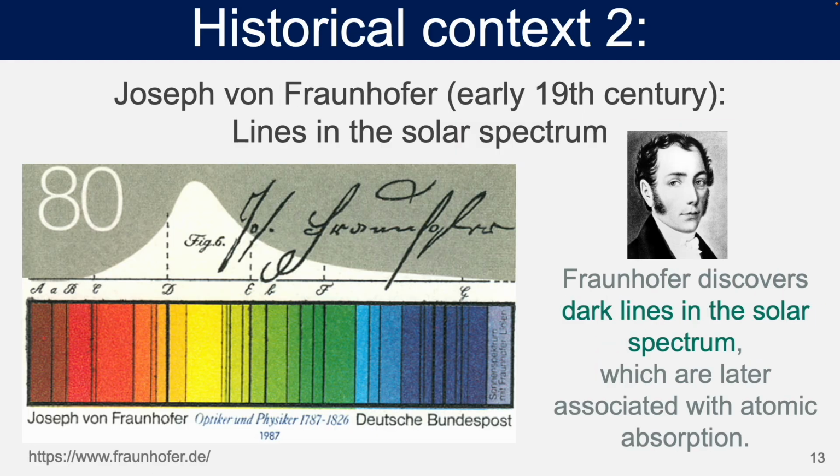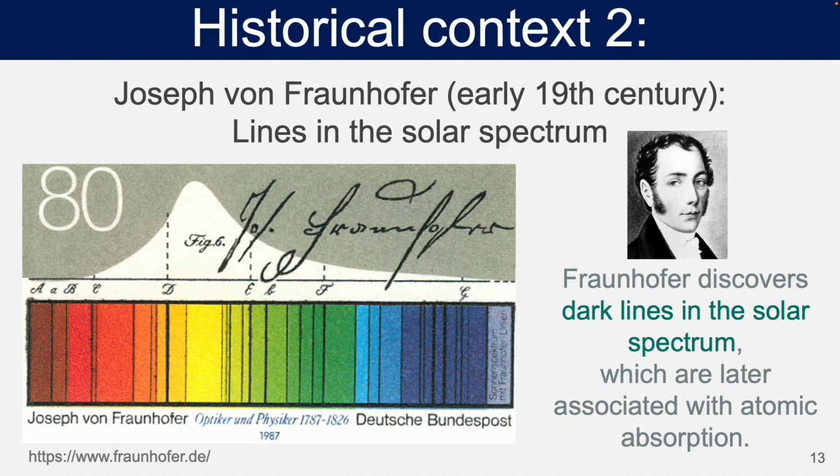Fast forward about 150 years to the early 19th century. Joseph von Fraunhofer, a German optician, was studying the sun's spectrum. With much better instruments than Newton had, he noticed something strange. The rainbow of sunlight wasn't perfectly smooth. It was interrupted by thin, dark lines, hundreds of them. What did they mean? At the time, no one knew.